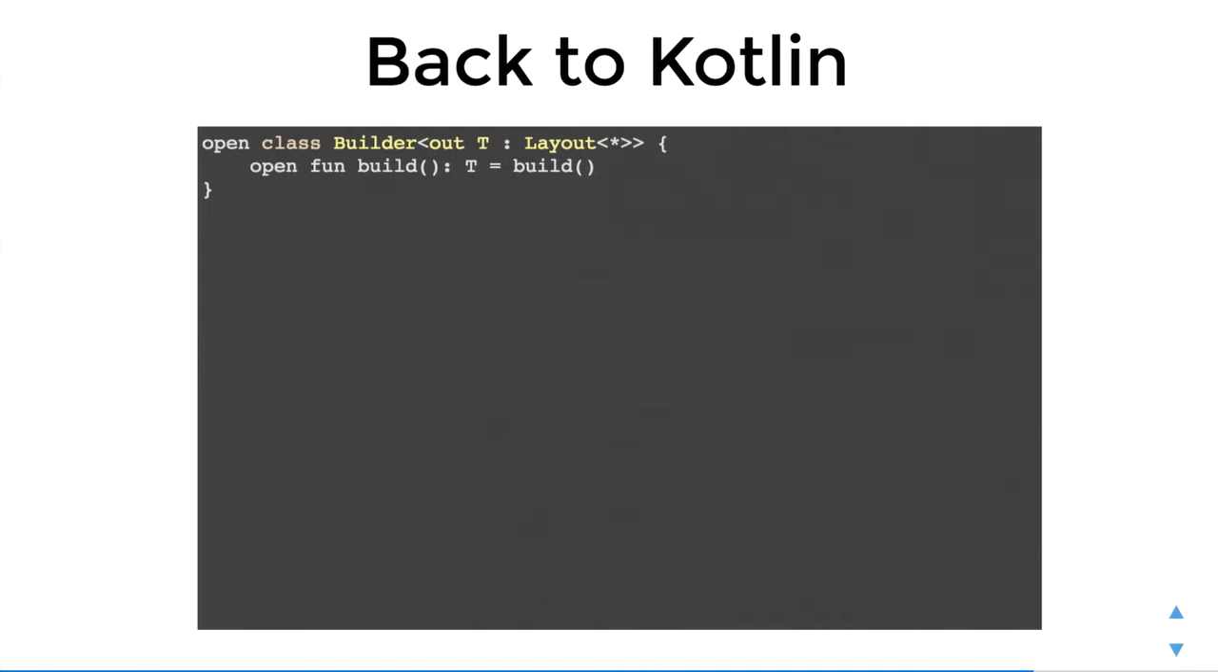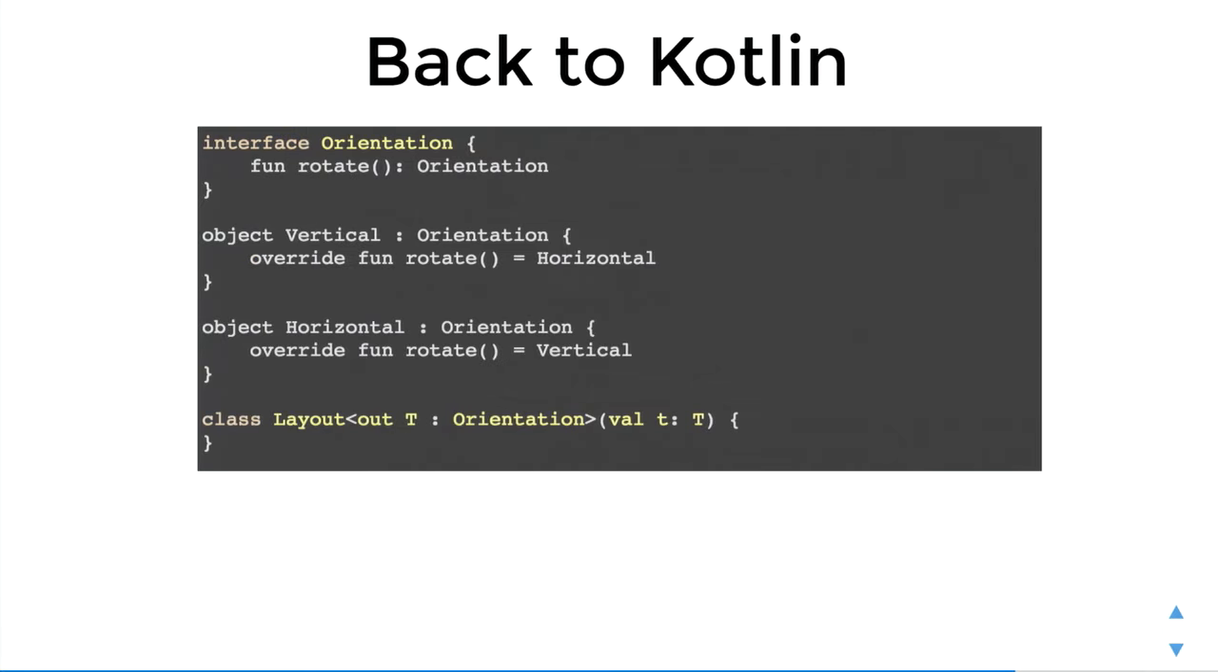Here, we'll go over out. So here we have an out parameter. And what this means is this will only occur in the out position. So we can only return T's. We can never accept T's as a parameter.